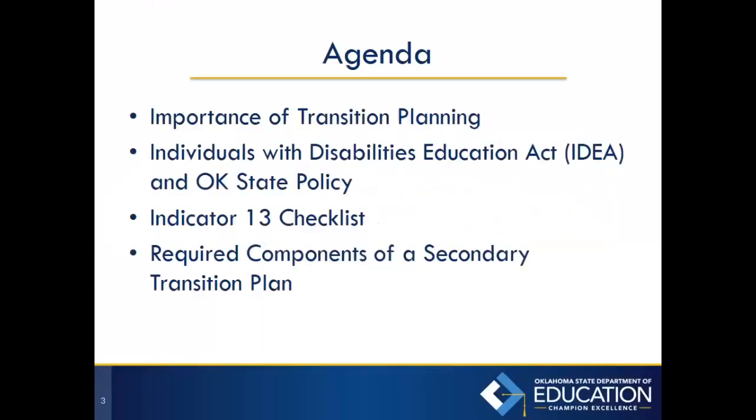The agenda for today will include the importance of transition planning, the Individuals with Disabilities Education Act, IDEA, and Oklahoma State policy as it relates to transition, the Indicator 13 checklist, which goes over the required components of a secondary transition plan.